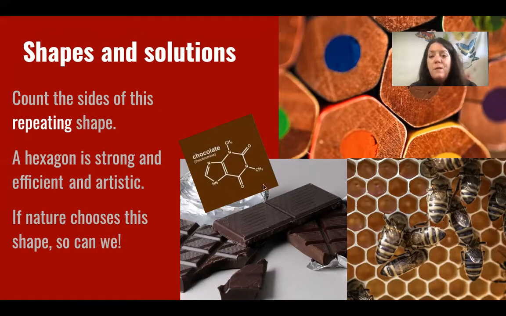Chocolate, if you love to eat chocolate like I do, the actual chemical compounds in chocolate, if you like chemistry, are actually shaped like a hexagon. Six-sided shape there, the chemical compound of chocolate. Up here we see a pencil. Did you know that your pencils actually have six sides? When you hold a pencil, it's not round, is it? It has all of those little sides.